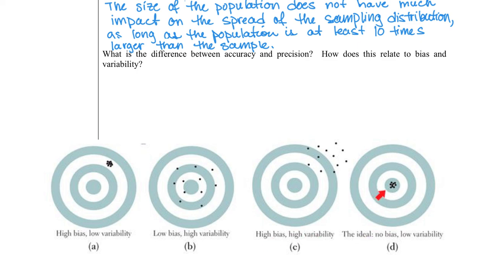And finally, this one right here, this is perfect. This is what we want. We want low variability, so a good sample size. And we also want no bias. So we want to get as close to our target as possible. So some combination of these two isn't too bad, but those are the things you want to keep in mind.